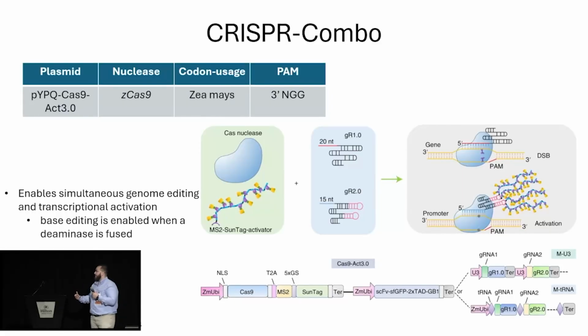CRISPR combo system. We can combine this with genome activation, which is based on the recruitment of many activators fused by SunTag to a certain target site. And in this example, we targeted baby boom 1, the morphogenic regulator, and through genome activation, we're able to produce shoots in a hormone-free way. And we can couple that with base editing or NHEJ outcomes.